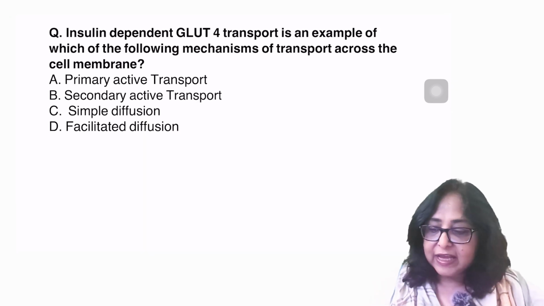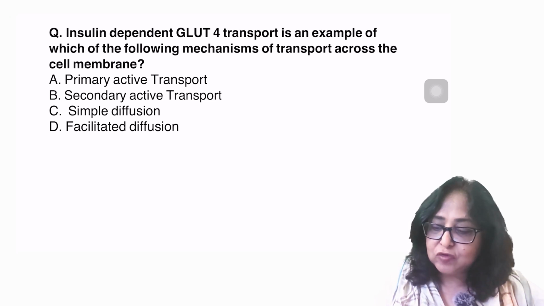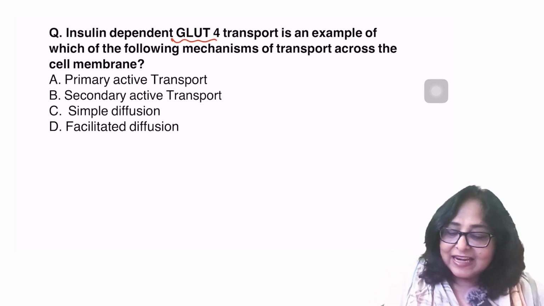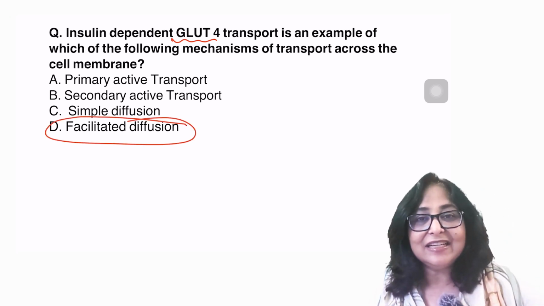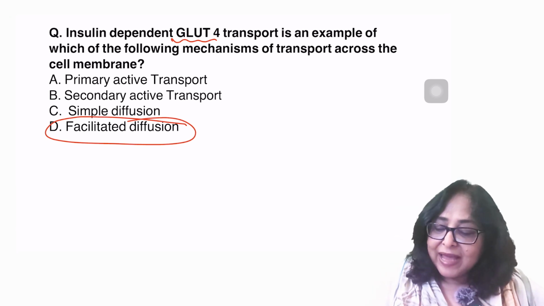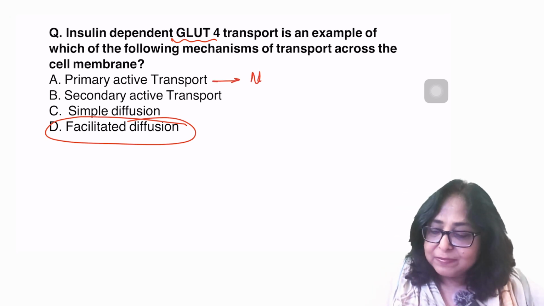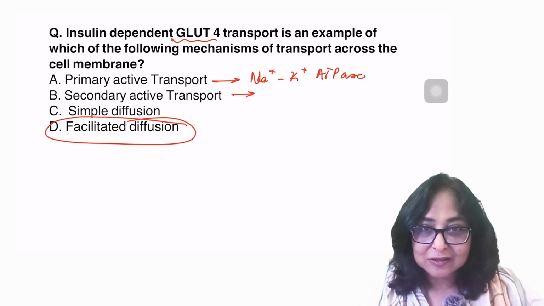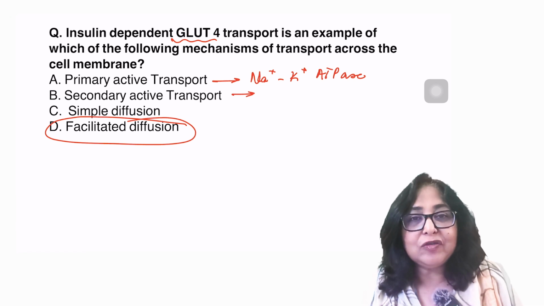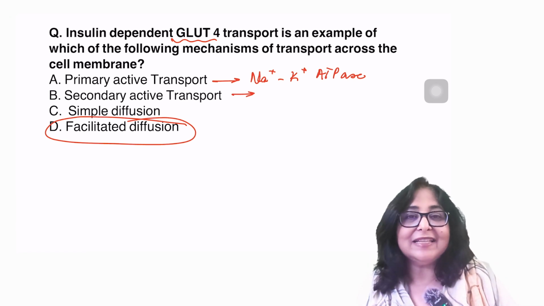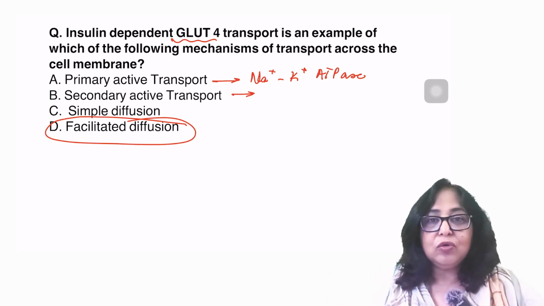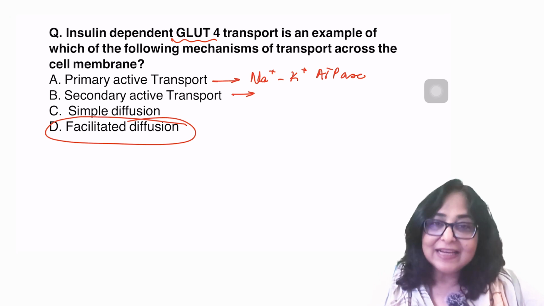Insulin-dependent GLUT4 is an example of which of the following mechanisms of transport across the cell membrane? GLUT is glucose transporter. This is an example of facilitated diffusion. Primary active transport, an example, the sodium-potassium ATPase pump. Secondary active can be secondary active co-transport, secondary active counter-transport. Simple diffusion, respiratory gases, lipid-soluble substances, alcohols, they move by simple diffusion. But GLUT, glucose transporter, is an example of facilitated diffusion.